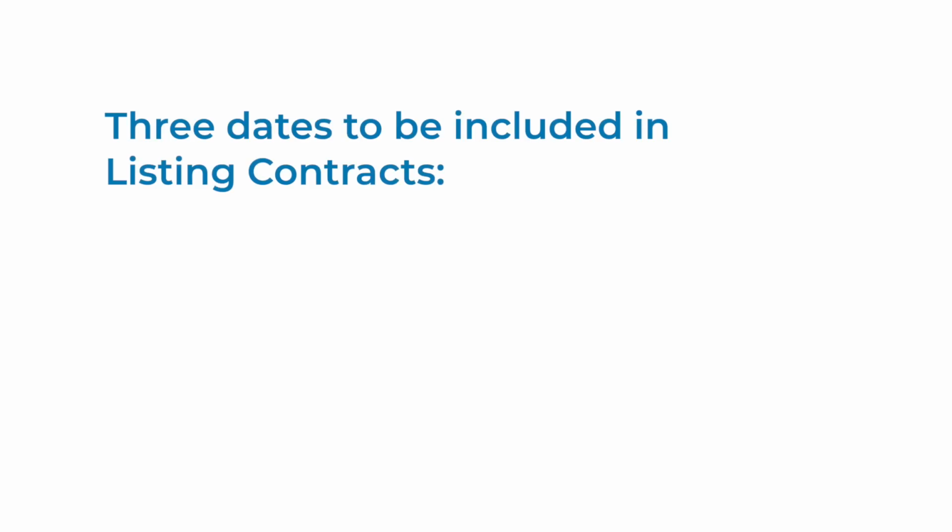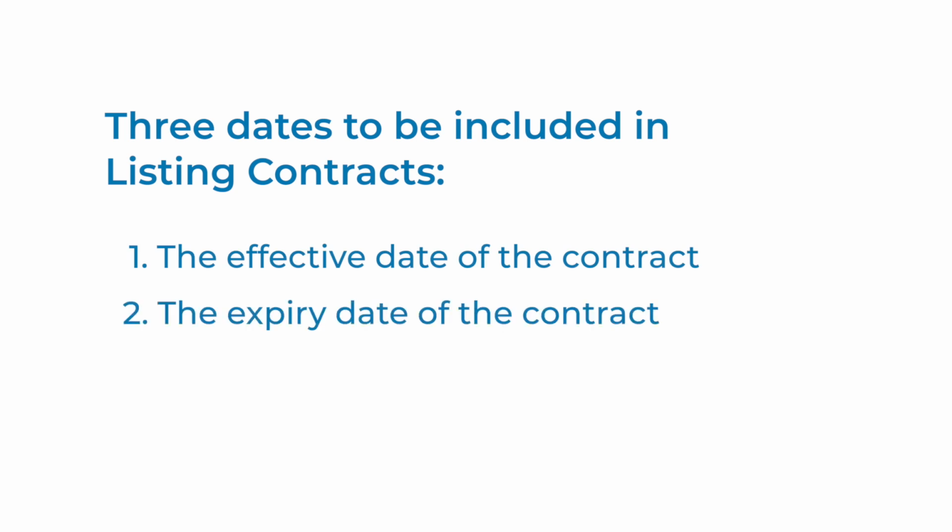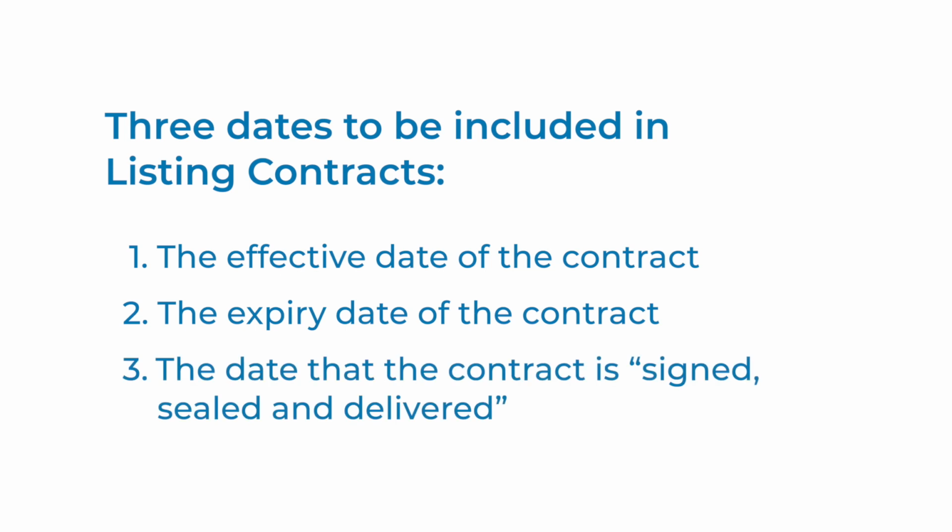In this video, we take a closer look at the dates in the listing contracts. There are 3 dates that must be inserted into the listing contracts. 1. The effective date of the contract. 2. The expiry date of the contract. And 3. The date the contract is signed, sealed, and delivered.